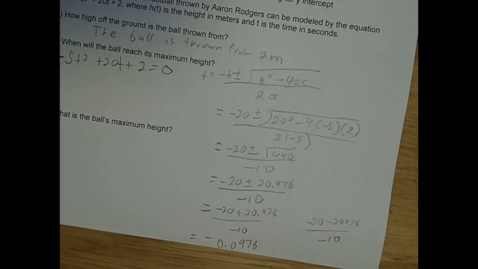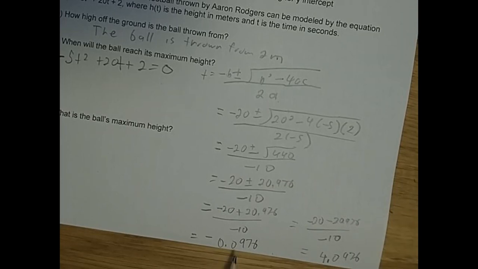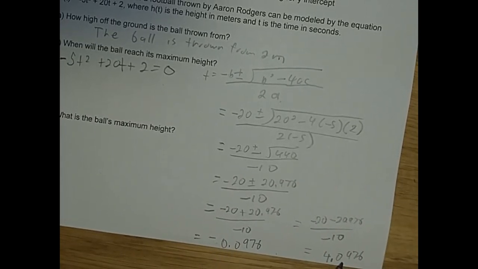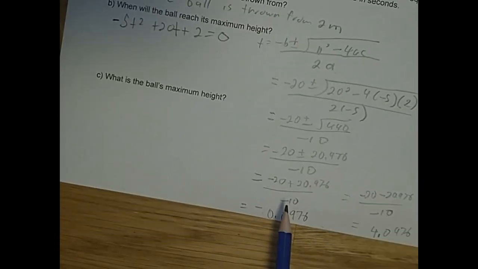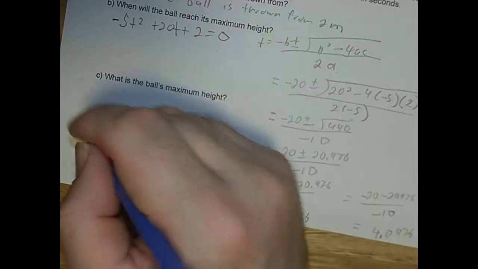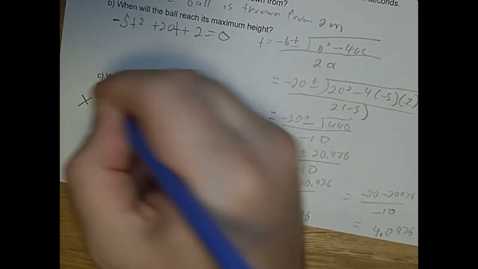Let's put that in the calculator. And here I get 4.0976. Now, those are my two x-intercepts. So this one's negative, that's positive. Interesting. Those are my x-intercepts. Now we have to average them. So we're going to answer B and C together. Once you have it, we're going to take the average of them.